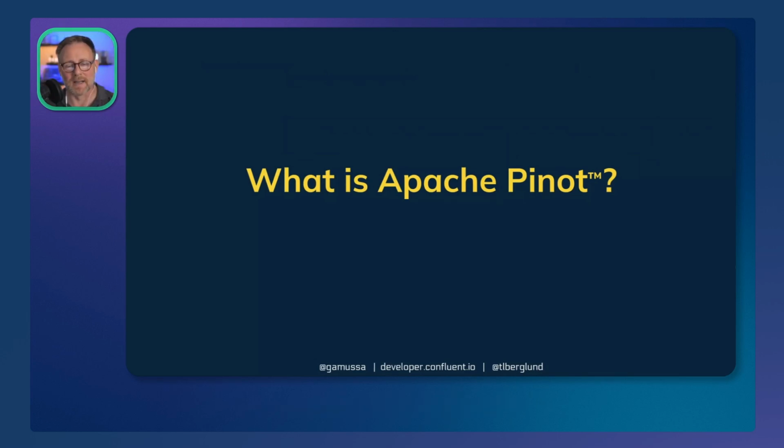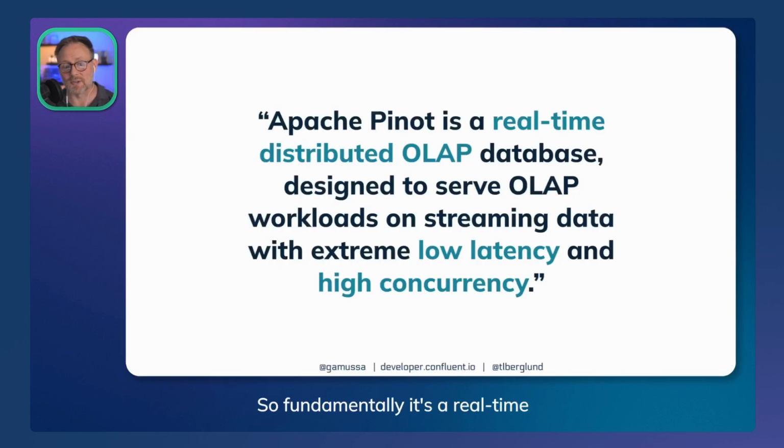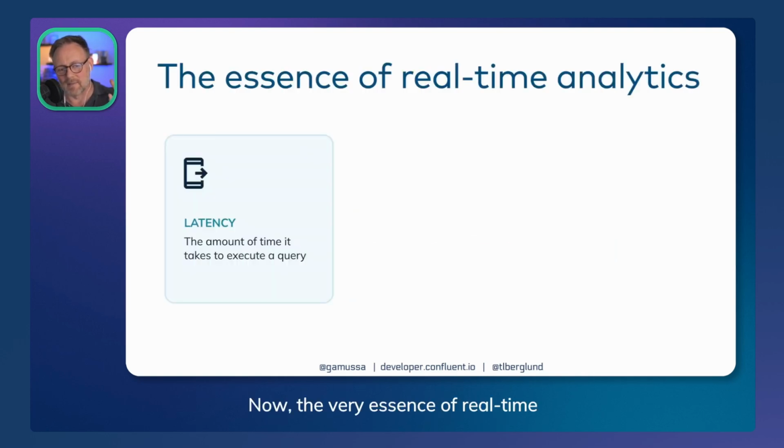I would love to. So fundamentally, it's a real-time distributed OLAP database designed to serve analytics workloads, but it focuses on streaming data and queries served at very low latency with high concurrency. That's a mouthful, so let me break those things down one at a time. Now, the very essence of real-time analytics is latency. That's at the top, okay? This is the amount of time it takes to execute a query, and they need to be very fast.